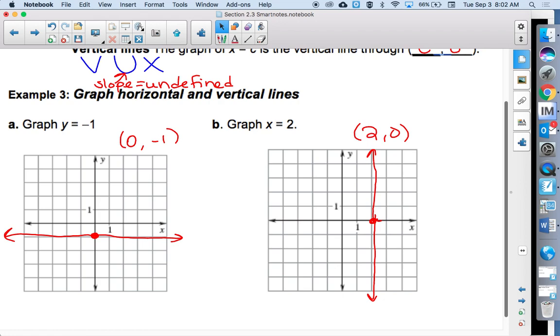A vertical line never has a y-intercept. A horizontal line will never have an x-intercept unless it would actually be on that axis, that x equals 0 or y equals 0. Questions?